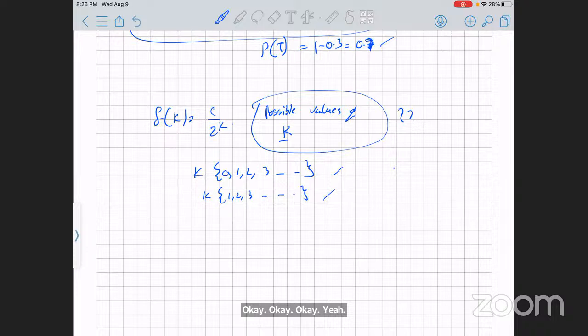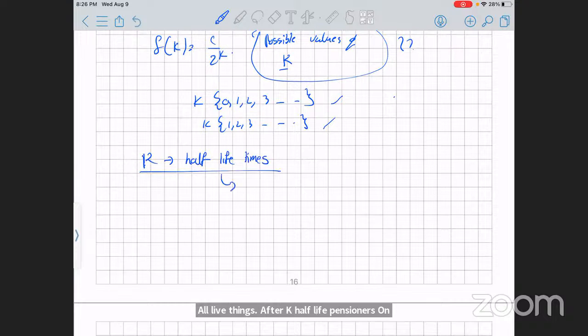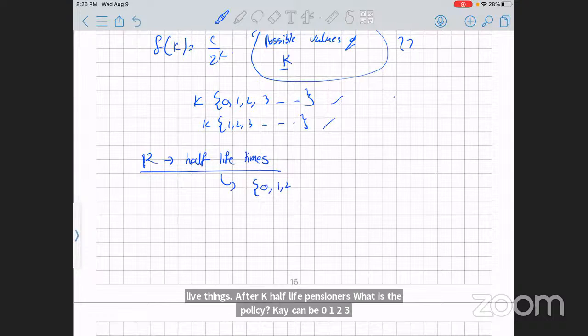How? Look, in the question they give after k half-lifetimes. After k half-lifetimes, what are the possibilities? K can be 0, 1, 2, 3. 0 half-lifetimes also makes some sense.